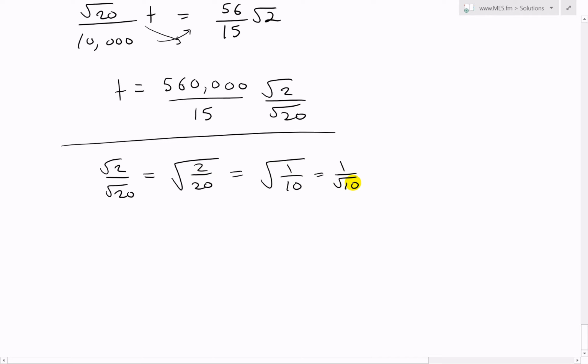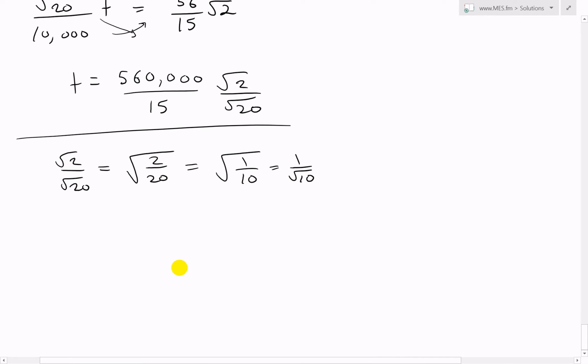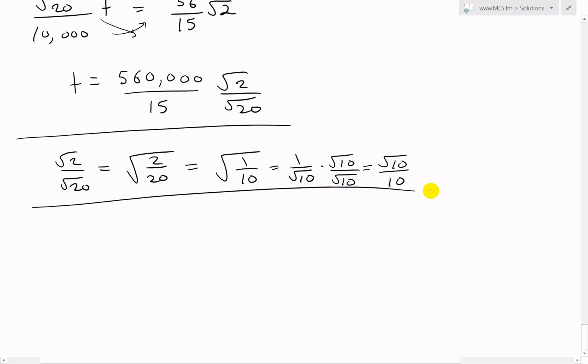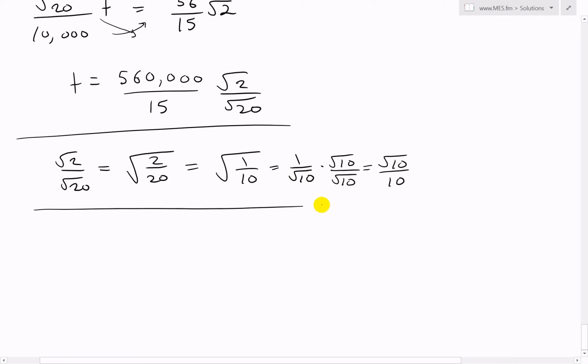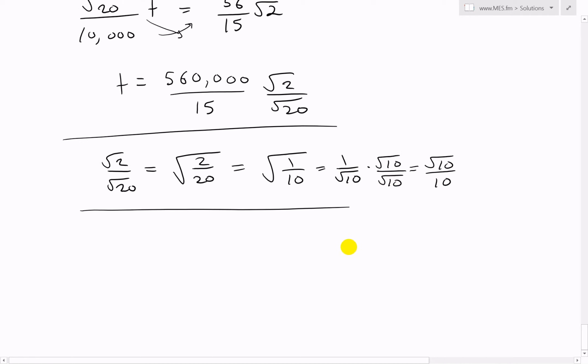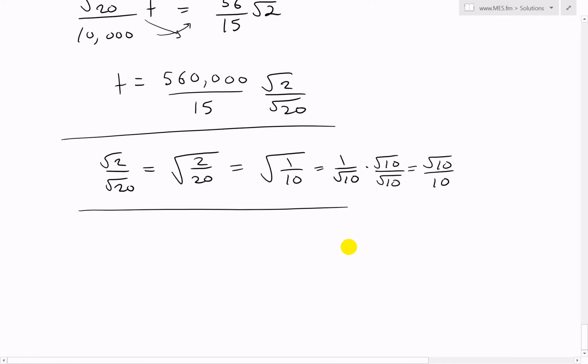root 10. But my calculus book doesn't like having square roots at the bottom, so the way it does it, it multiplies top and bottom by square root 10, so that the bottom just becomes 10. So this just equals square root 10 over 10. So it doesn't like square roots at the bottom. Square root 10 times square root 10, the square roots just cancel, so we have 10 at the bottom.